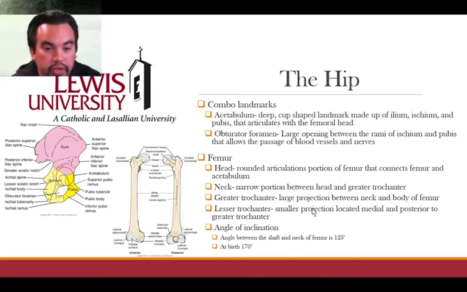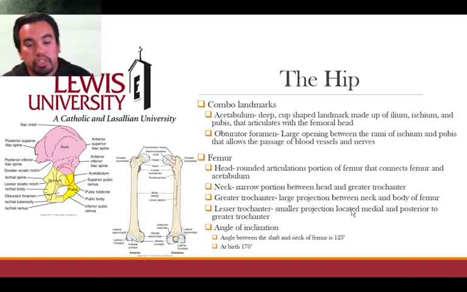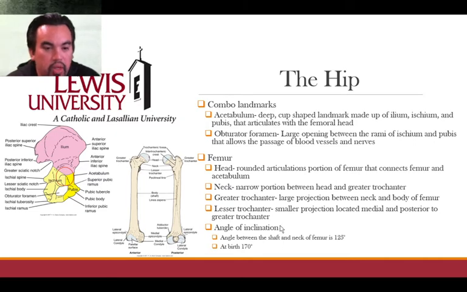Then the lesser trochanter is the smaller projection located medial and posterior to the greater. Can't really feel that one too much, to be honest, so don't worry about palpating that or looking for that. It's not like the greater and lesser tubercle in the shoulder. You can't really feel the lesser trochanter very well. You can see how it's really kind of in there, so it's tough to feel.